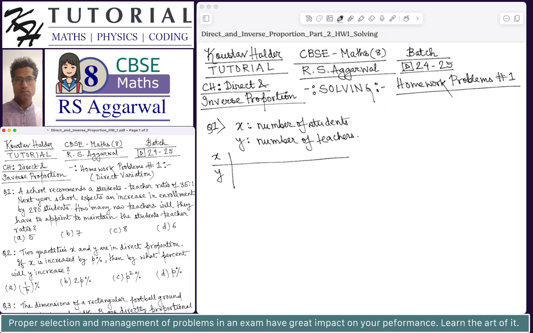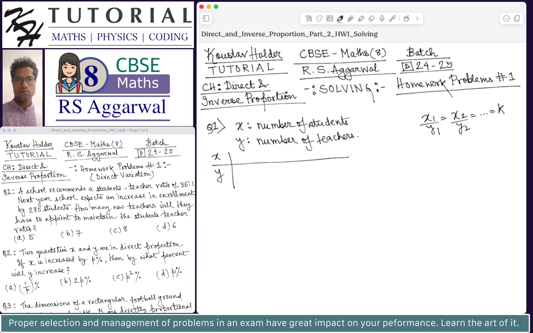Only when you are confident enough that the two quantities are in direct variation, then we can tabulate some data in a table and apply the formula of direct variation, that is, x1 by y1 is equal to x2 by y2 is equal to k, where x1 and y1 are the corresponding values of the quantities x and y. Similarly, x2 and y2 are corresponding values of the quantities x and y, and all these ratios are equal to the same constant k. This we will apply.